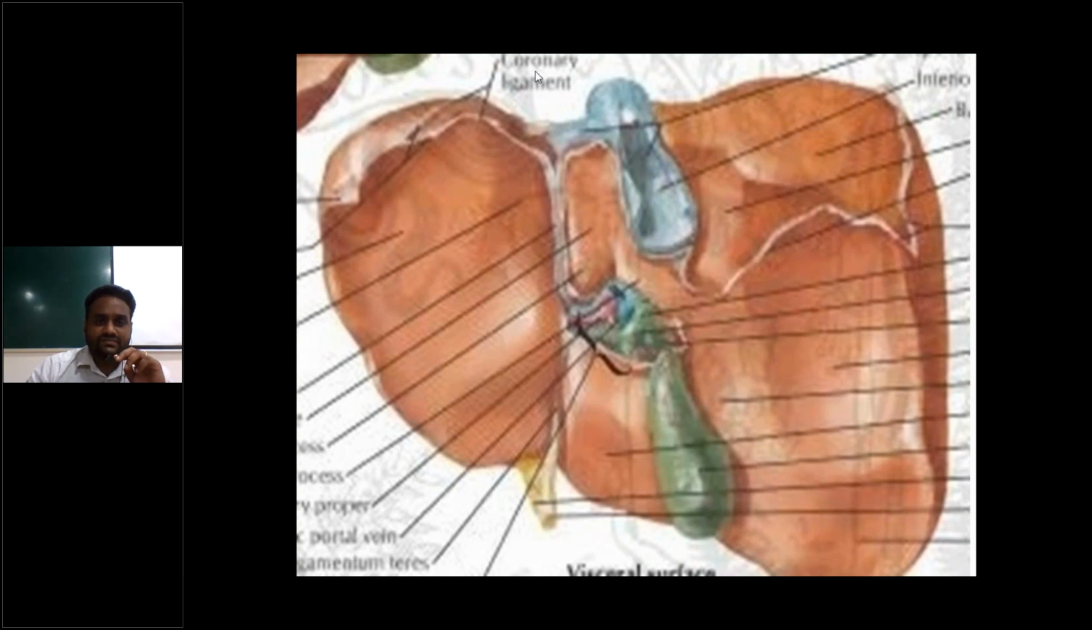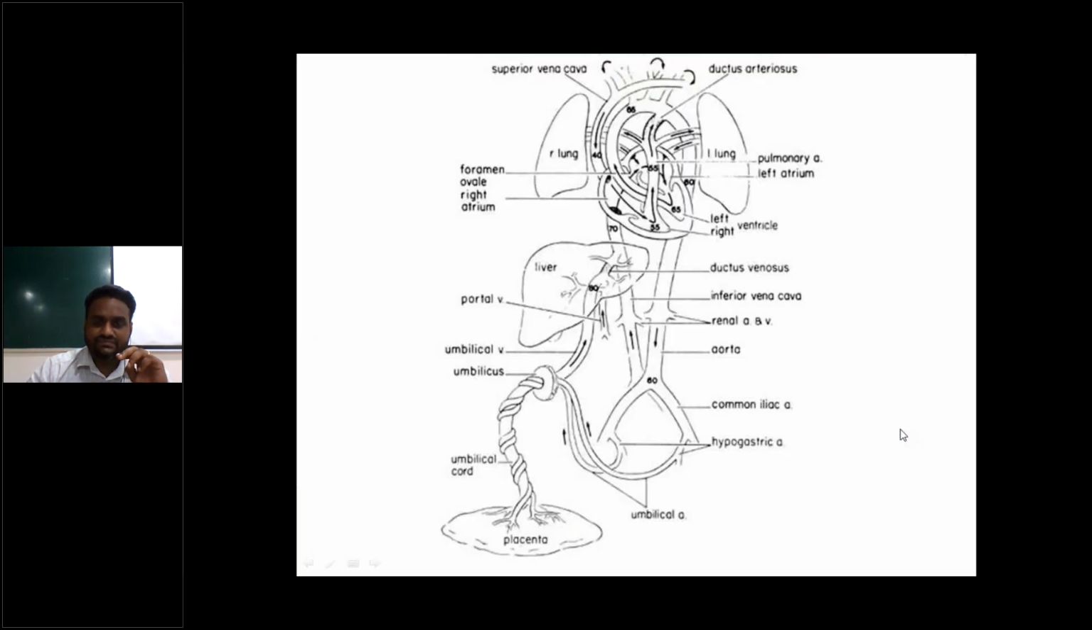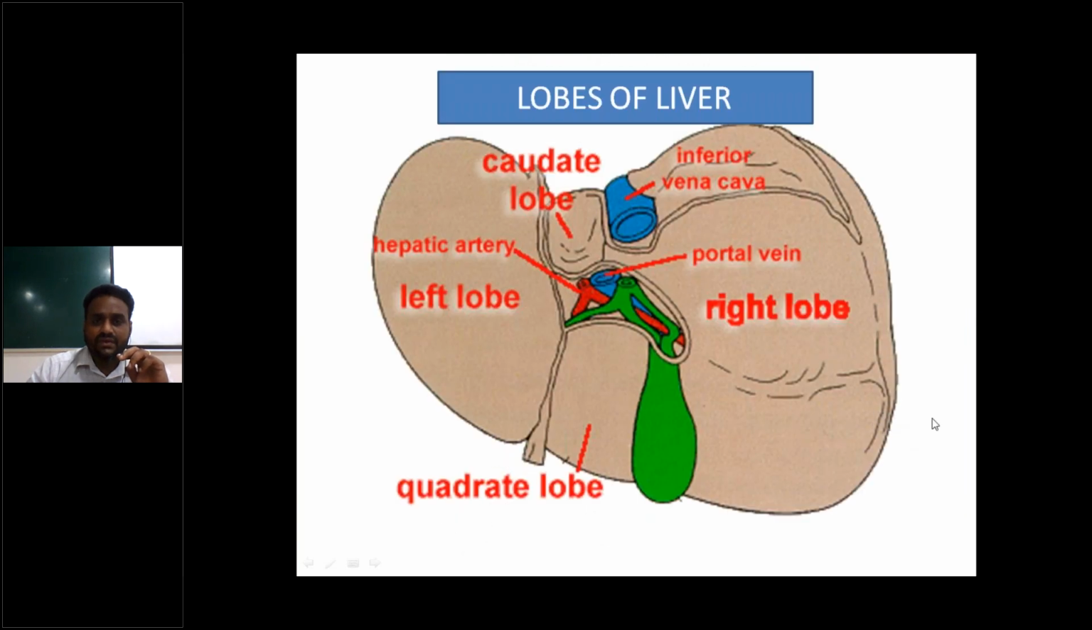So mainly we can see the impressions for the other viscera of the abdomen in order. I'm telling you here, you listen. This one esophagus, stomach, first part of duodenum, second part of duodenum. This is the right colic flexure, and this is the renal. This is the porta hepatis, and this one is the tuber omentale. This elevation is called tuber omentale. So these are the impressions and the relations of the visceral surface of the liver. Okay, that's enough.